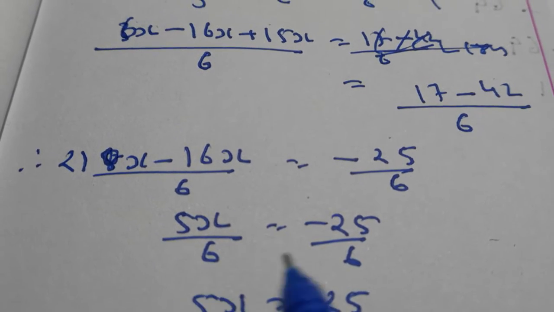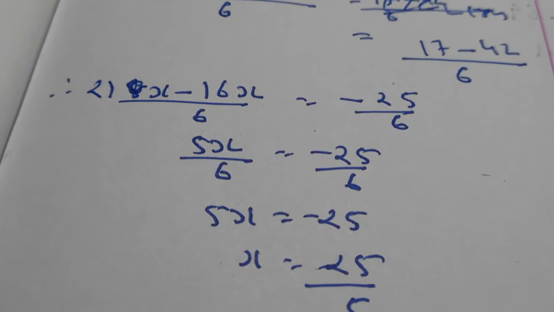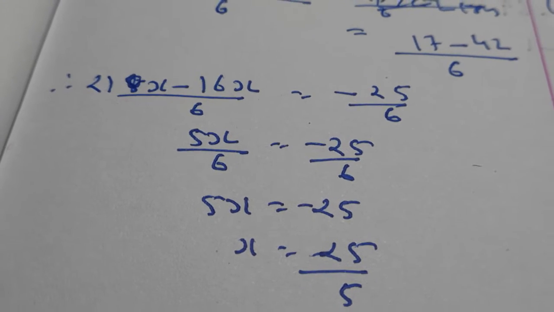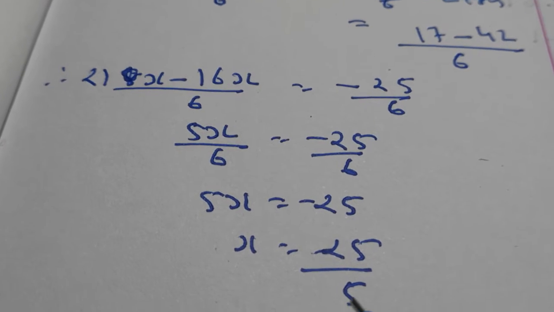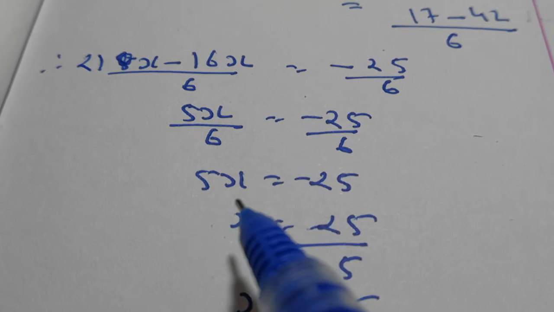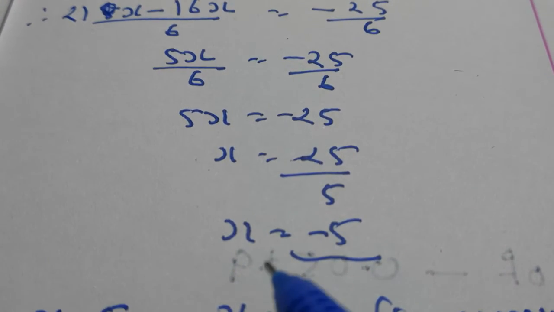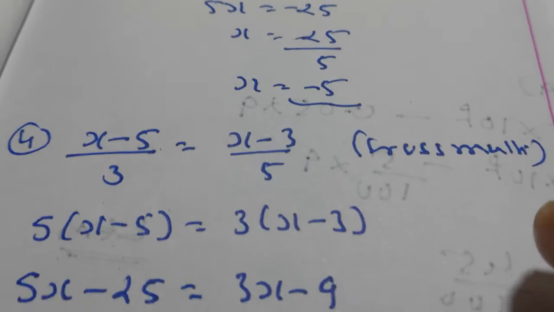As 6 is the LCM, the denominator on both the sides gets cancelled. Because if you are going for cross multiplication, you are going to get multiples. So we can cancel 6 directly. So 5x is equal to minus 25. So x is equal to minus 25 upon 5. So x is equal to minus 5.